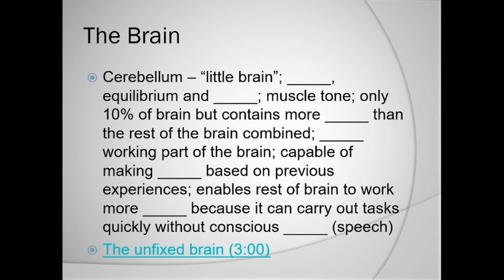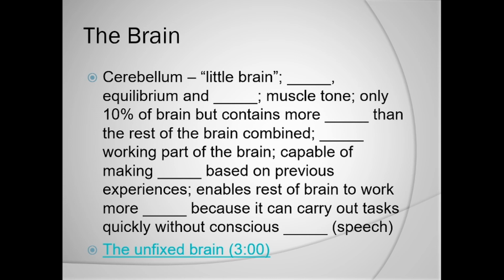equilibrium, and balance. So we're talking about the coordination of our muscles and making our muscles work in the ways that we want them to. Equilibrium and balance, and maintaining our balance and understanding where we are in terms of the space that we're in. And we call those spatial relationships. So the cerebellum helps with that.